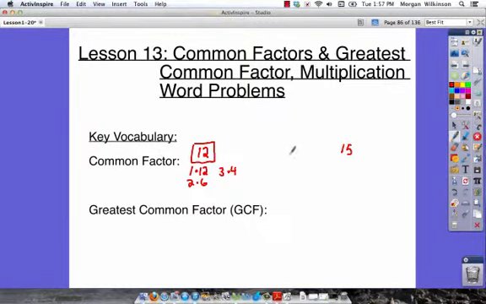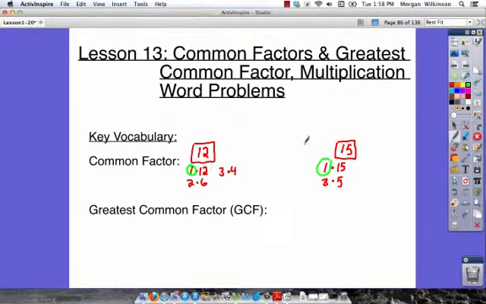If we want common factors between 12 and 15, let's find our factors of 15. We can have 1 times 15 and 3 times 5. Those are our only factors of 15. We can box this for now to make it clear that that's the number we're working with. So the common factors between 12 and 15 are exactly what it sounds like, what they have in common. They both have a 1 in common.